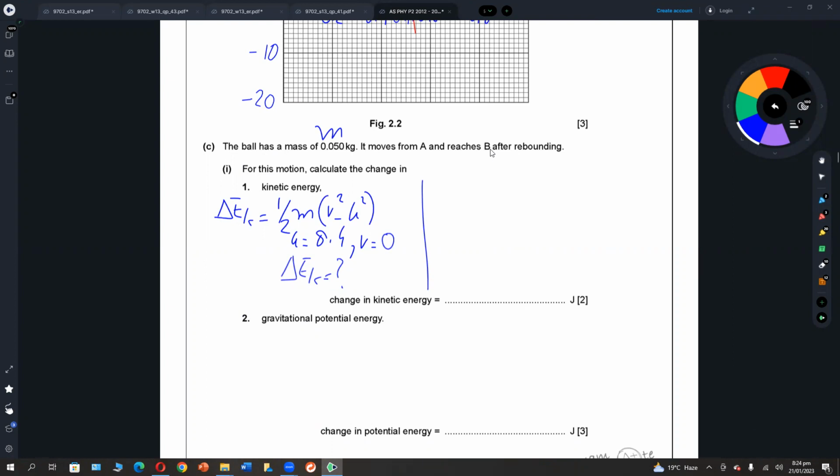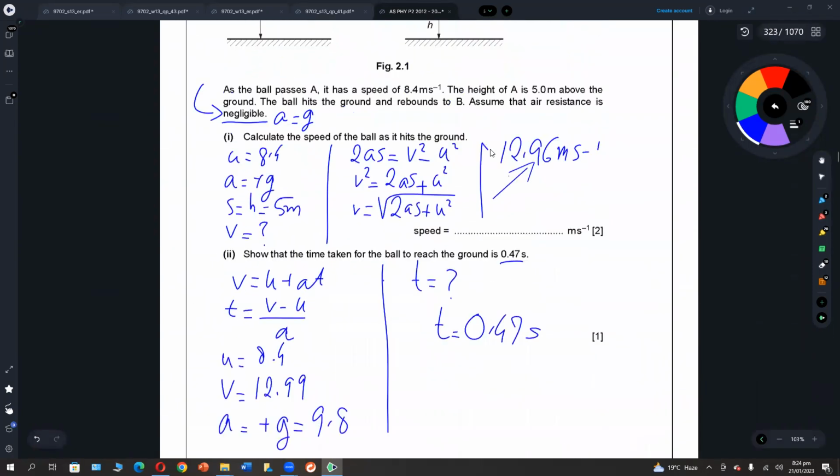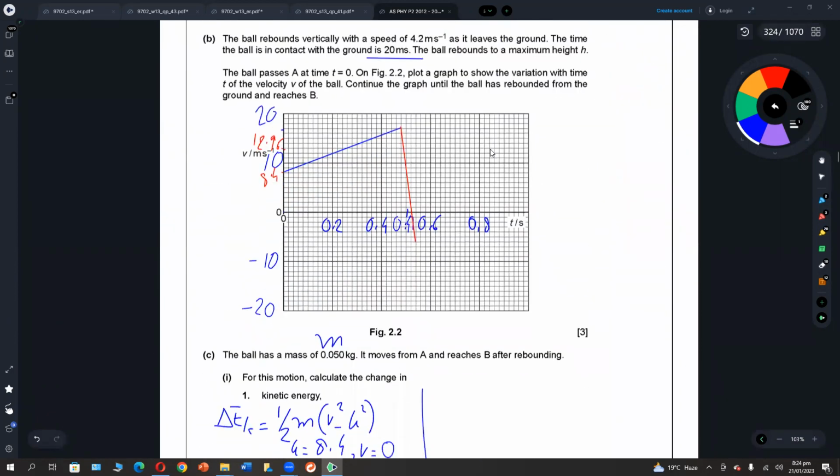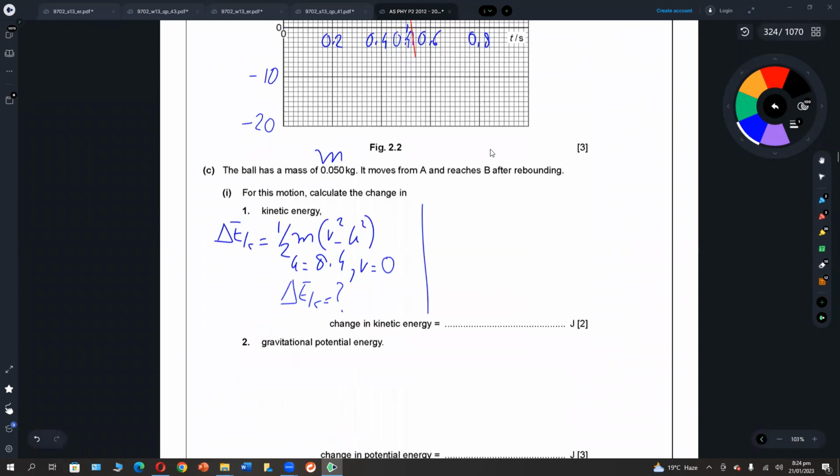It moves from A and reaches B after rebounding. नहीं, वो सवाल में उसने 4.2 को नहीं यूज किया. He has not used it. Even though it's given here, the ball is in contact with the ground for 20 millisecond. But he says, देखो, इसने positions का नाम दिया है ना, A and then B. So A पर velocity 8.4 है और B पे 0 है. So use this calculation please and solve the formula.